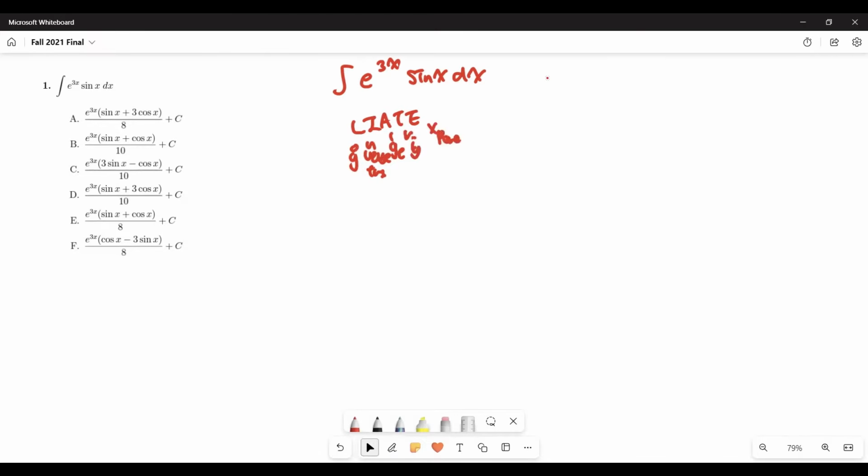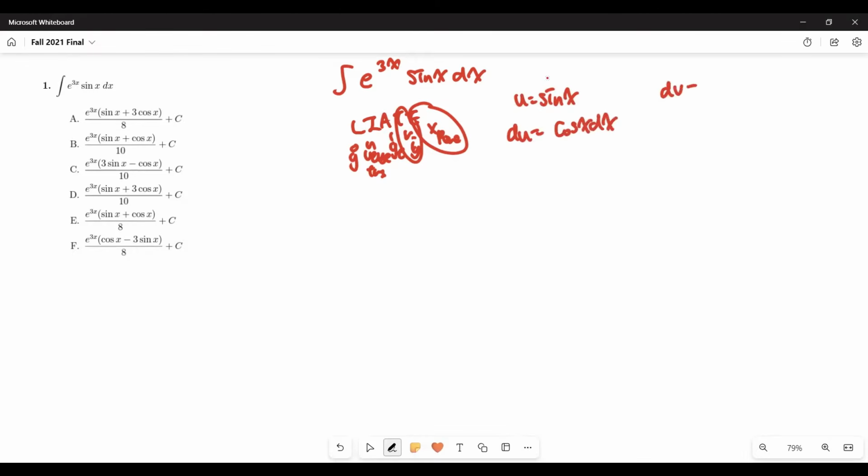With the exponential and trigonometric functions, we go in left to right order to choose u. So u is going to be sine x, so du would be cosine of x dx. So dv would be e to the 3x dx, so v would be e to the 3x over 3.